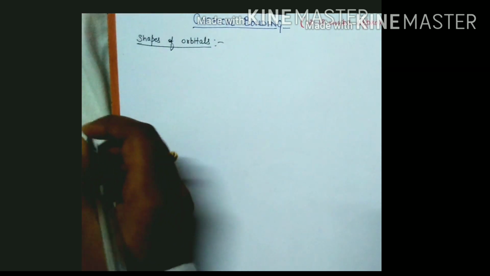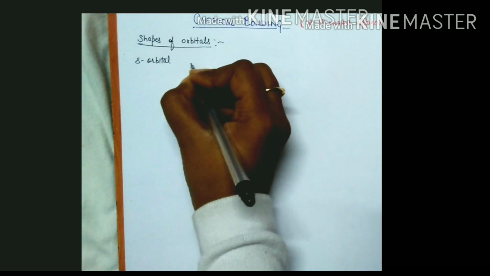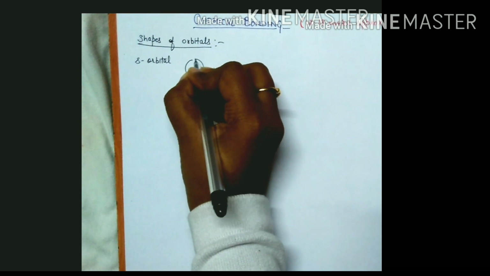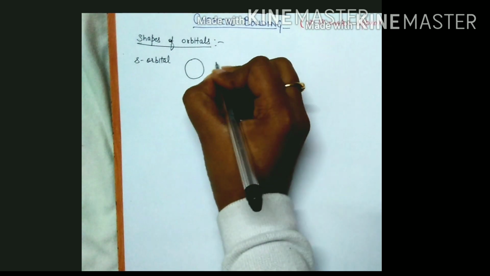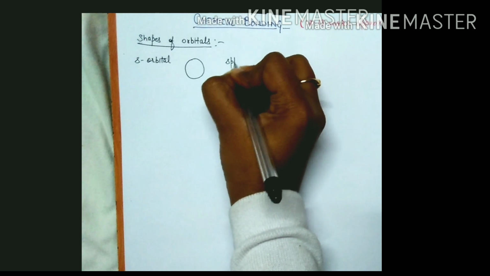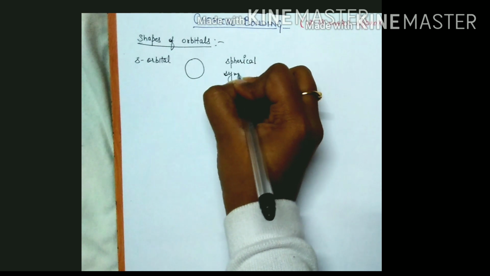So first of all, we are going to study about the shapes of orbitals. First, we have our s orbital, which is spherical in shape and very symmetric in nature. Okay, you can write it. It is spherical in shape and symmetric in nature.